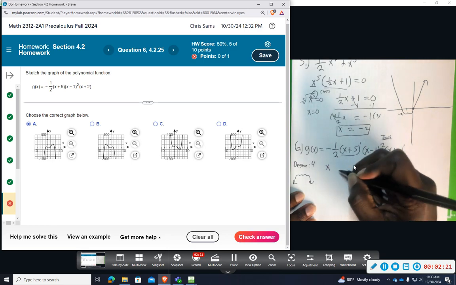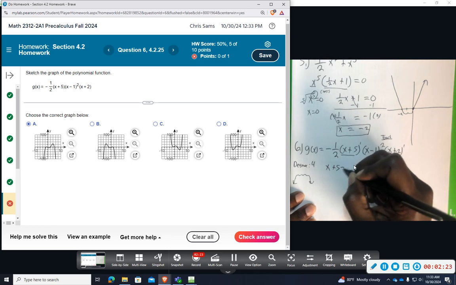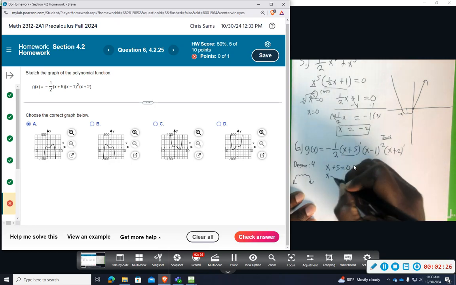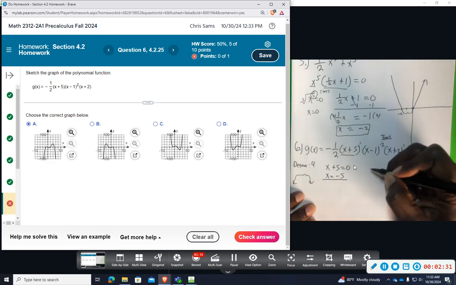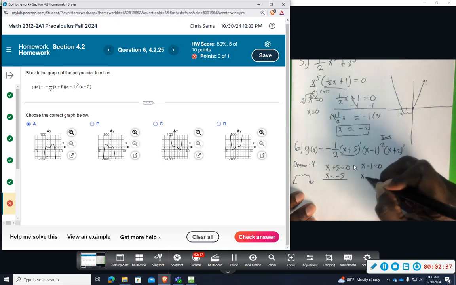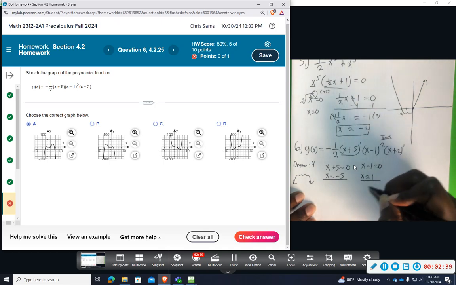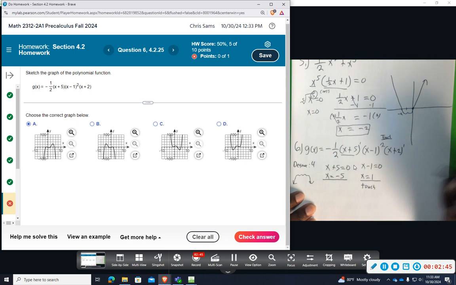So if I take x plus 5, set it equal to 0 and solve, it's going to give me x equals negative 5. So the graph is going to cross at negative 5. That's one of our zeros. If I take x minus 1 equals 0 and I add 1 to both sides, I get x equals 1. The graph is going to touch and turn around at 1. And then if I say x plus 2 equals 0 and I subtract 2, it's going to give me x equals negative 2. And it's going to cross here as well.